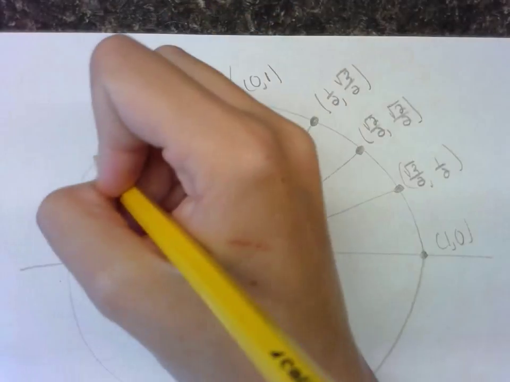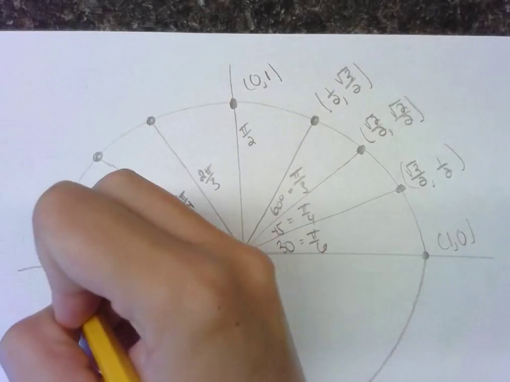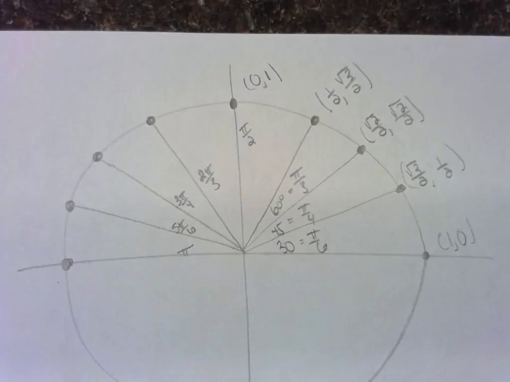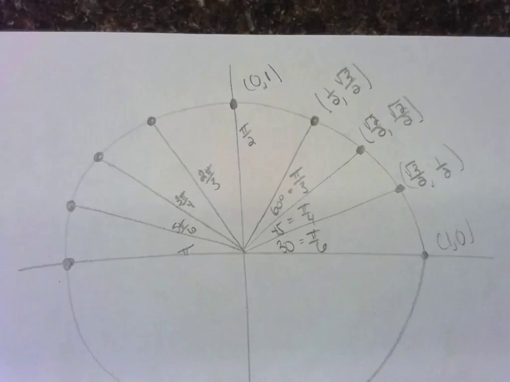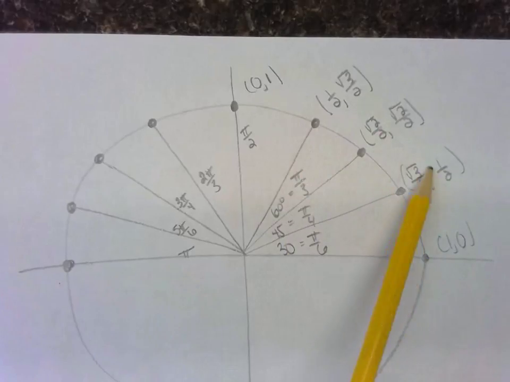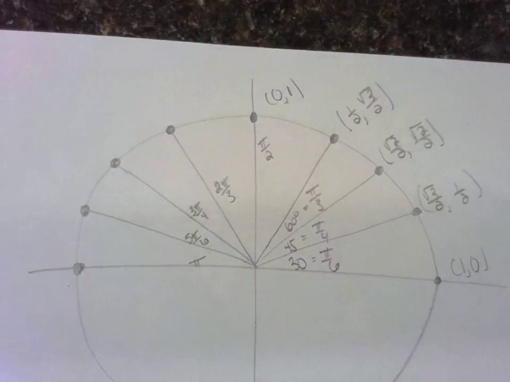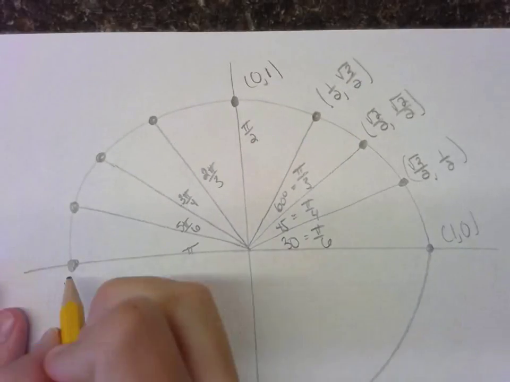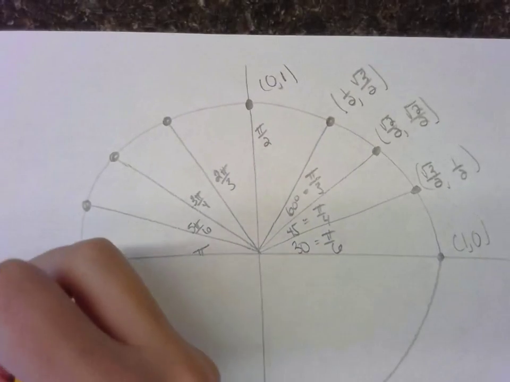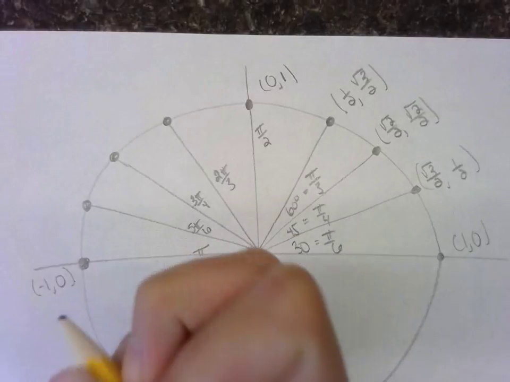So we can go ahead and fill in here. They're going to correspond exactly to these points here, except we're going to have some positives and we're going to have some negatives. Let's do pi first. I think that one's pretty easy. So we have negative 1, 0 for pi.